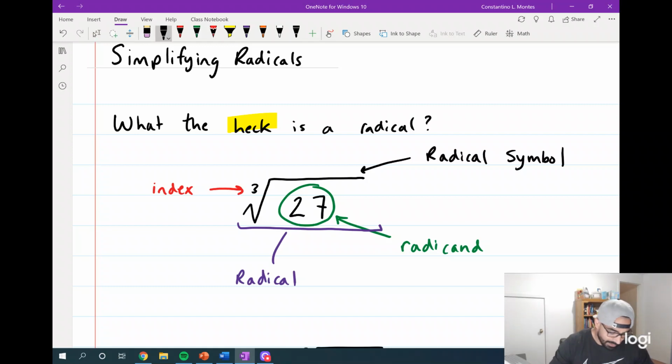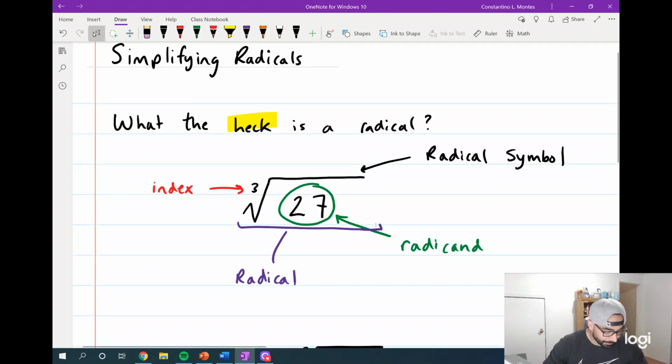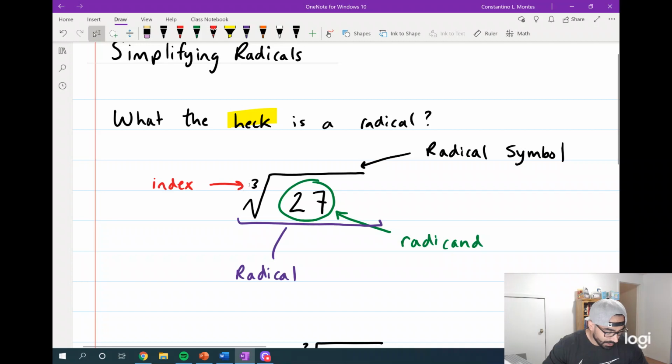This symbol right here, let me see if I can grab my mouse and outline it. Where are you, mouse? There you are. This symbol right here is called the radical. This little number right here is called the index, and the index is very important because it's telling us what to do. And then this number in here is called the radicand. And then the whole entire thing is called the radical. Now, we have here, this 3 means cube root. So it's the cube root of 27.